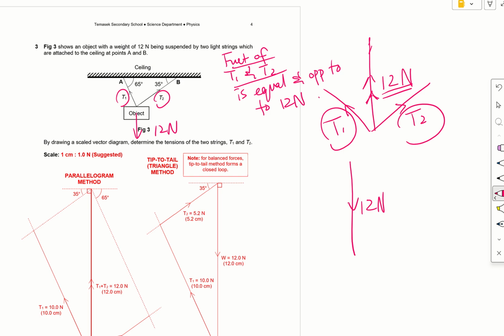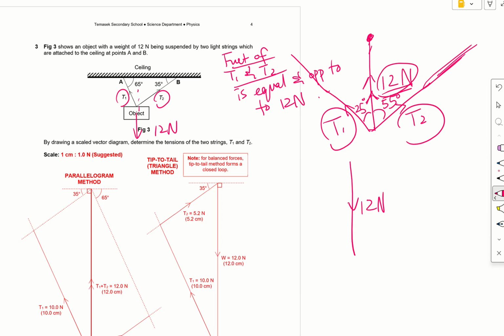So you know the direction of T1 with respect to the vertical. So this is 90 minus 65, so we have 25 degrees. This is 90 minus 35, we have 55 degrees. Okay, so we can draw T1 and T2 in this direction first, but we don't know the magnitude. But their resultant force will be equal to this 12 Newton.